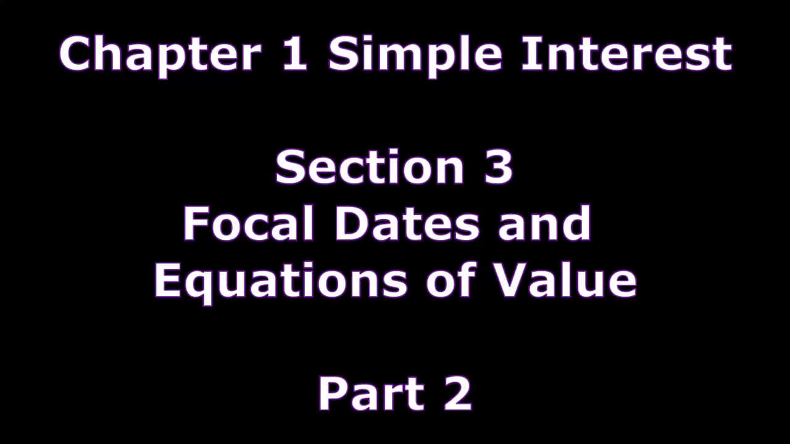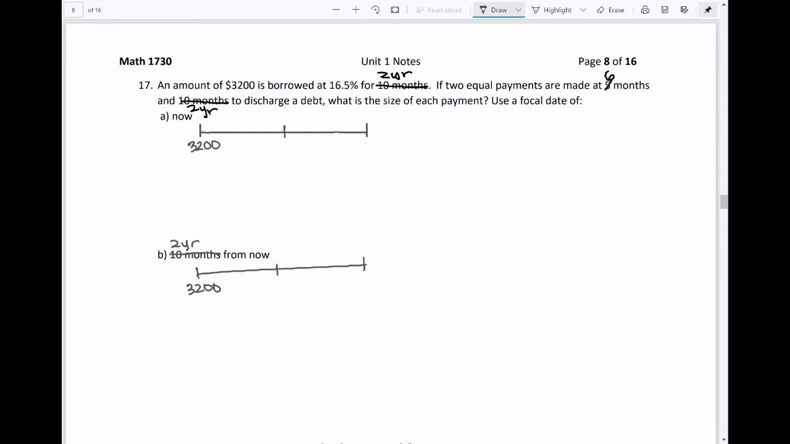Alright, let's do another problem from section 1.3. So this is still a focal date problem. It's still an equation of value problem, but this time we don't know the payments, but we know how much we've taken out. And also notice that we have unequal time here. Later we're going to deal with equal time when we make regular payments. Those are called annuities. We'll deal with that when we get to chapter 3, and we have compound interest.